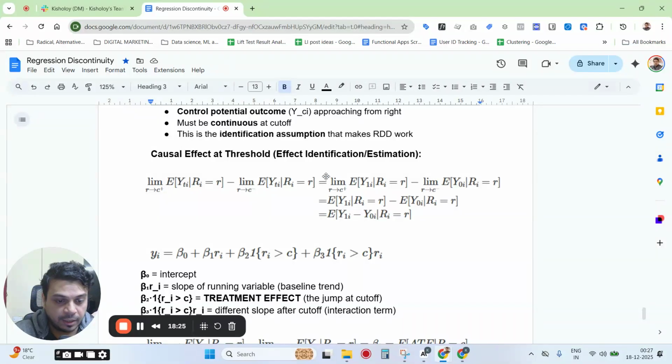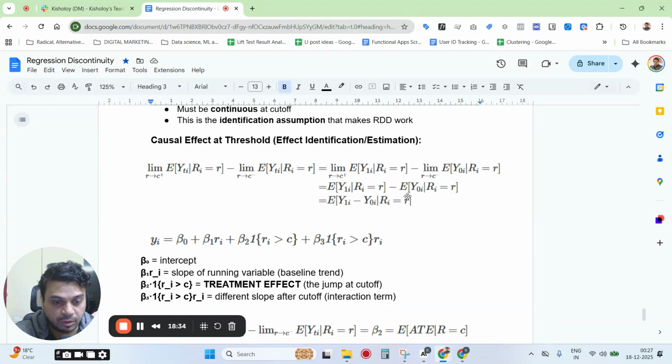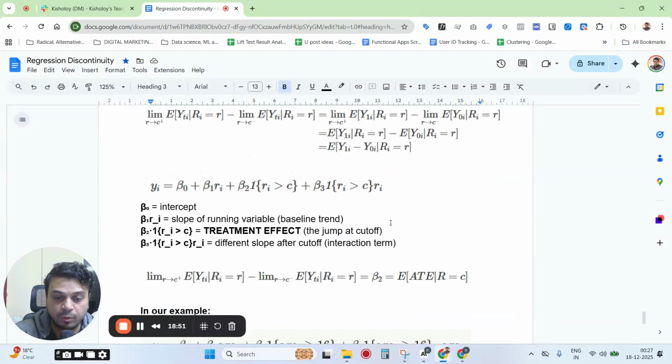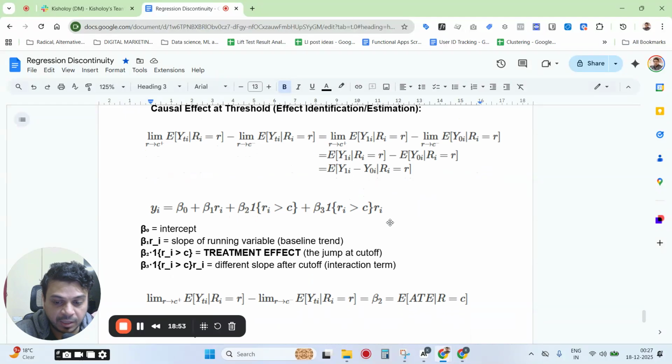And we take the difference because of the continuity assumption. The limit goes out of the window here and takes this form, and then we obviously have the property of expectation, which is why we can reorganize it in this format, which is where the expectation of the observed outcome, given there was a treatment, and if there was no treatment, the potential outcome, given the conditional being on the specific value of the running variable.